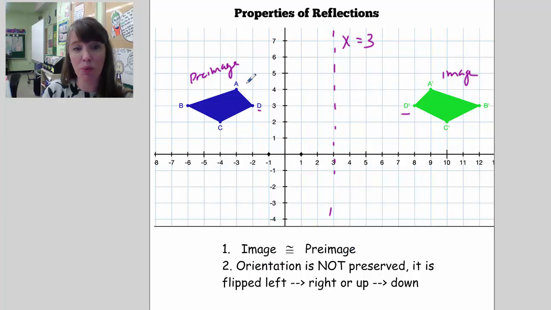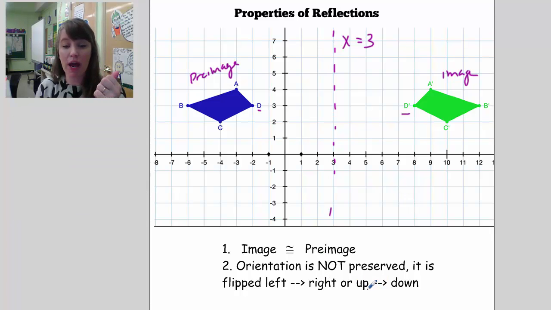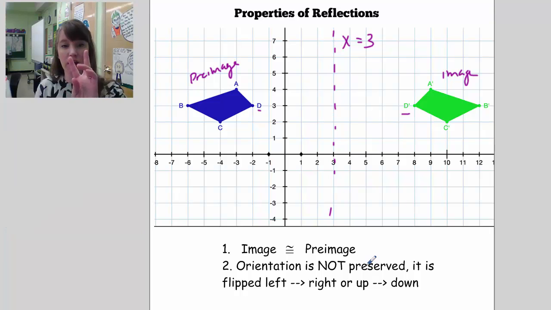Orientation is not preserved, so the way that the vertices sit with each other, D, for instance, is 1 down and 1 to the right of A in the pre-image, but D is 1 down and 1 to the left of A prime in the image. So if you're flipping over a vertical line, the orientation is flipped right to left. Okay, so if you're flipping over a vertical line, the horizontal orientation has been flipped. If you're flipping over a horizontal line, the vertical orientation has been flipped.